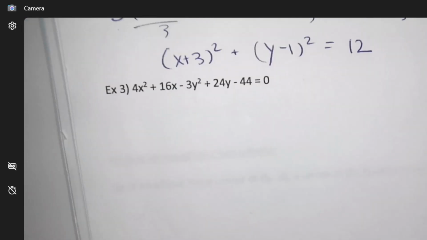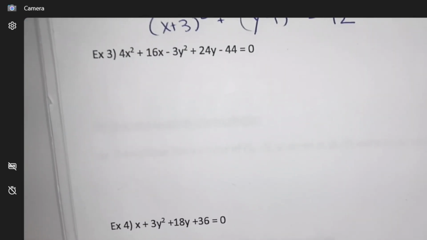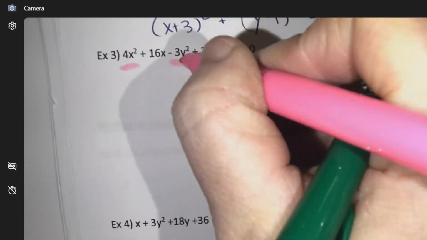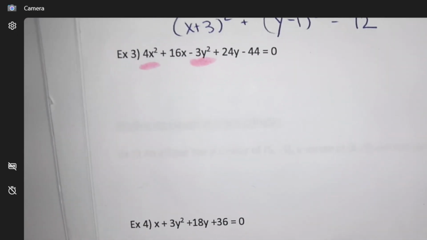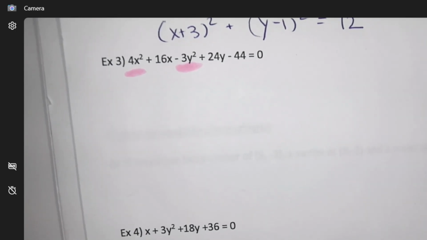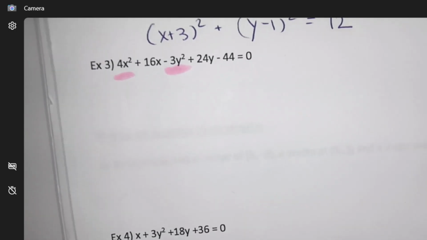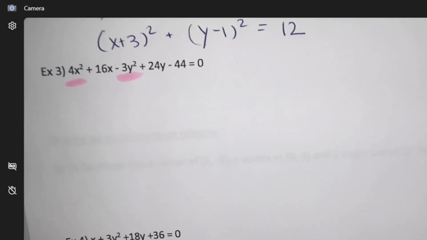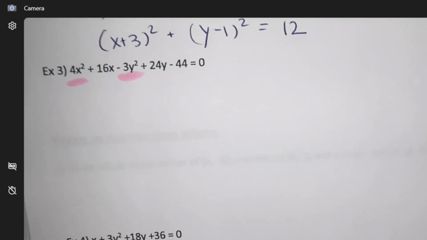Okay, what is the next shape? So here's what I'm looking at. A 4x squared and a minus. So as soon as you see a minus, anybody know what the minus means already? Hyperbola. It's a hyperbola. And what kind of hyperbola? There's a positive x squared and a negative y squared. That means horizontal.